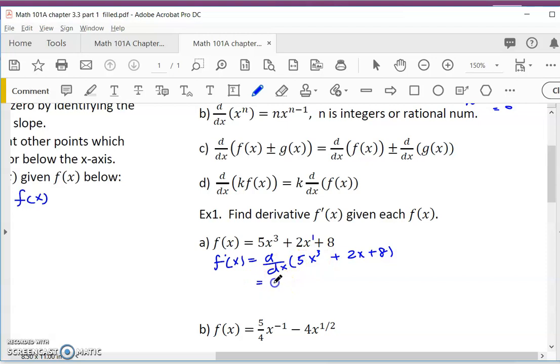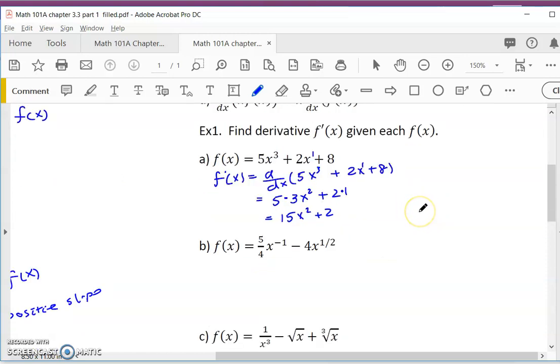For the first one, 5 is a constant multiple, so we write 5. So x to the cube becomes, by the power rule, 3x squared, because 3 minus 1 is 2, plus 2 times 1, because x to the 1 is here, and then x to the 0 is just 1. And then the constant is 0, so you just leave it behind. So it becomes 15x squared plus 2. That is the derivative function of the original one. Much faster than doing the limit, right? Because someone has done the limit already, you just make use of the results.